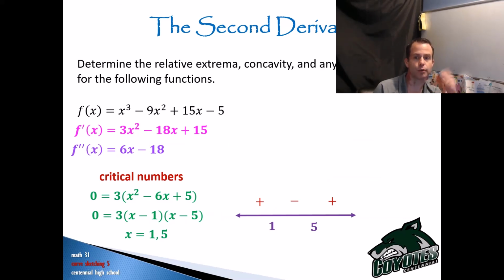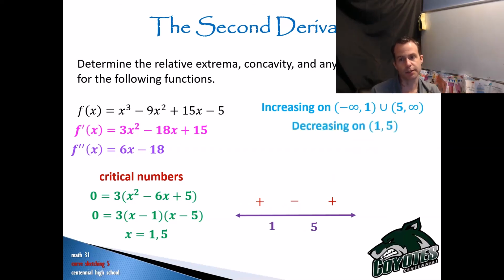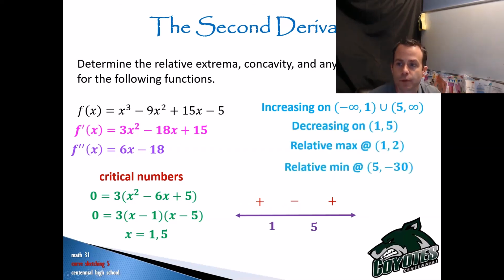I have a local max at 1 comma something. To get my something, I plug 1 back into the original f of x equation. I have a local min at 5 comma something. To find that something, I plug it into the original equation. Okay, so it's 1 comma 2 and 5 comma negative 30.